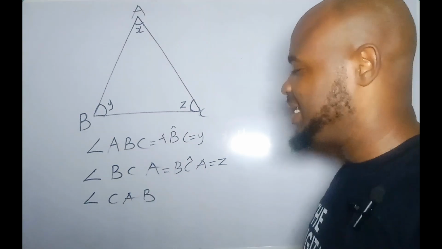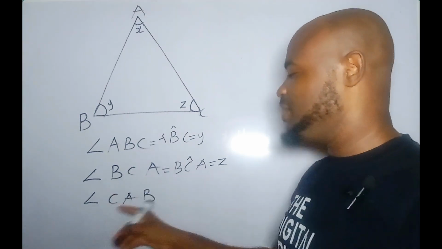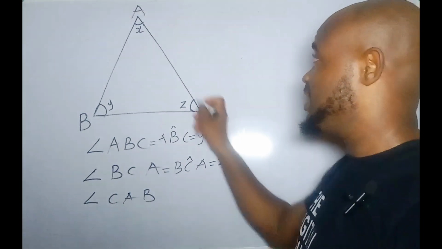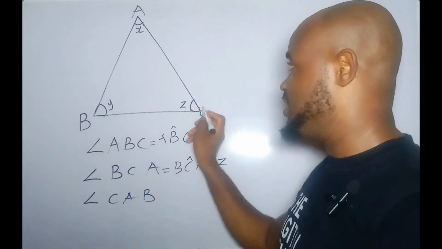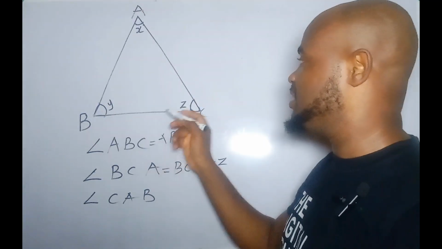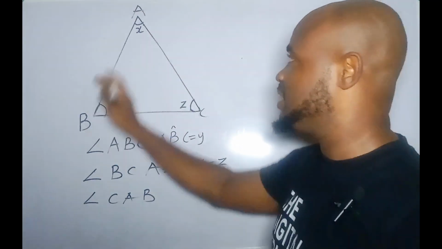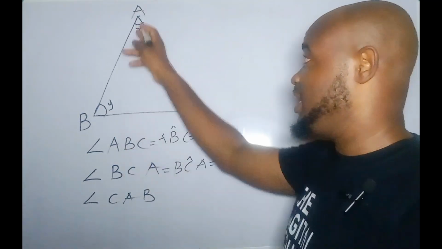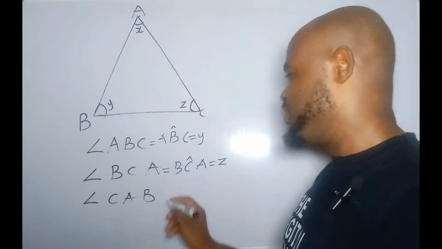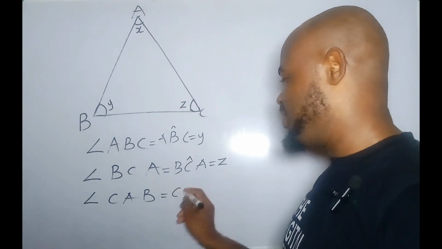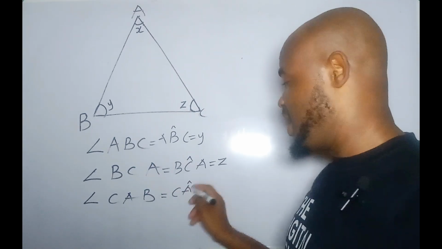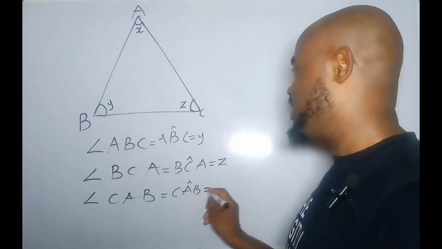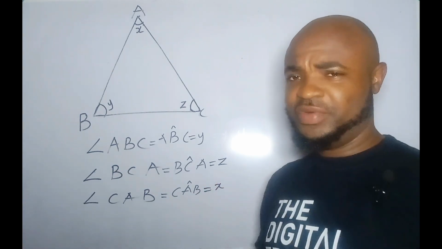Good. And lastly, angle CAB. C, A, and B. The common vertex, that is where the two lines, this line and this line, meet, is this point here. Are you getting it? And the angle there is what? Angle X. So I can also write this one this way, angle CAB with the caret on top of A. And that is what? Angle X. I hope you have gotten it.